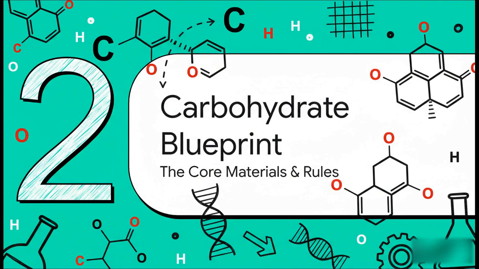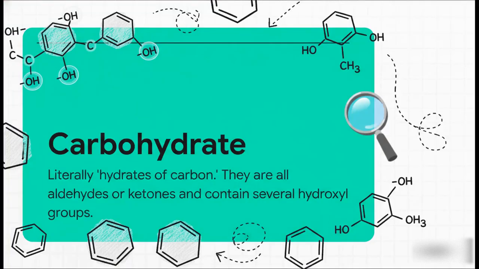Okay, now for the blueprint itself. What actually makes something a carbohydrate? Let's get into the fundamental chemical rules and the core materials that define them. So that definition, polyhydroxyaldehydes or ketones, sounds a bit intimidating, but let's just break it down. It's really systematic. First, polyhydroxy just means many hydroxyls, those OH groups, so these molecules are basically decorated with them. And second, every carbohydrate has either an aldehyde or a ketone functional group.